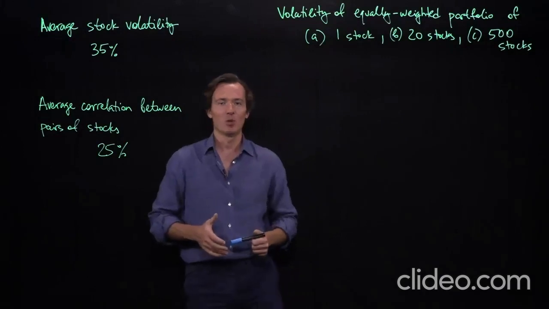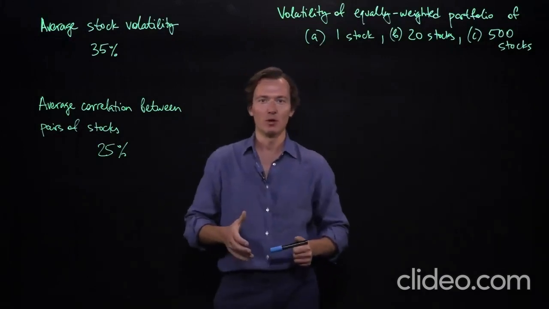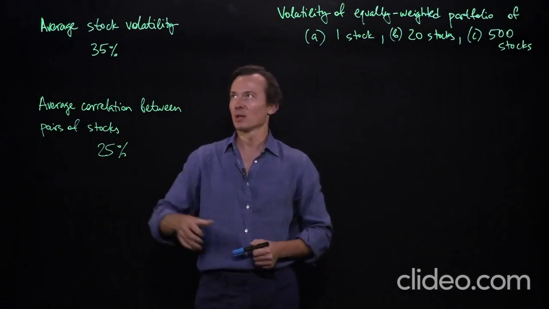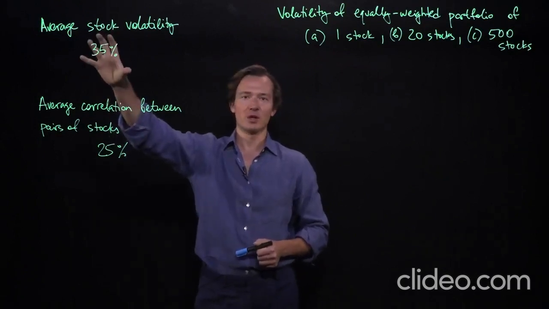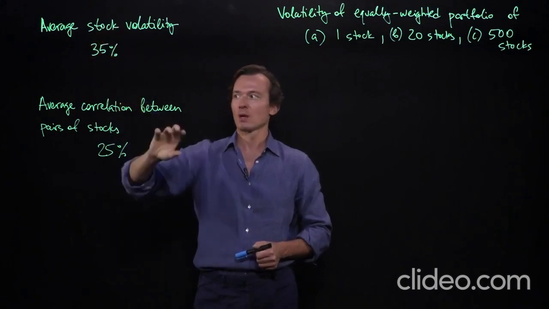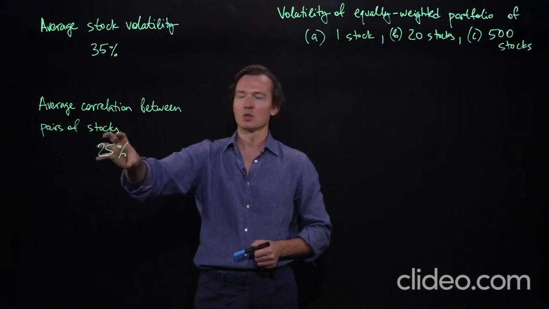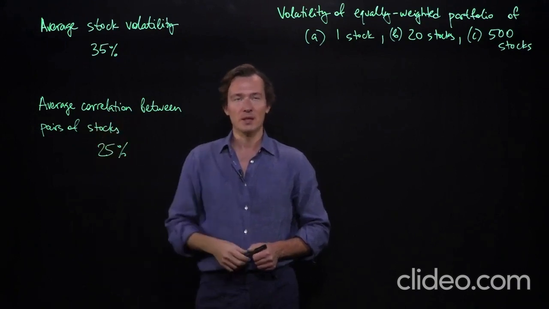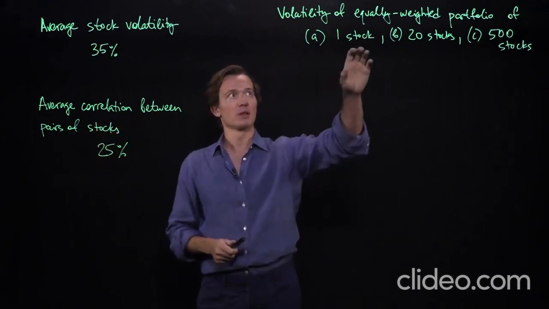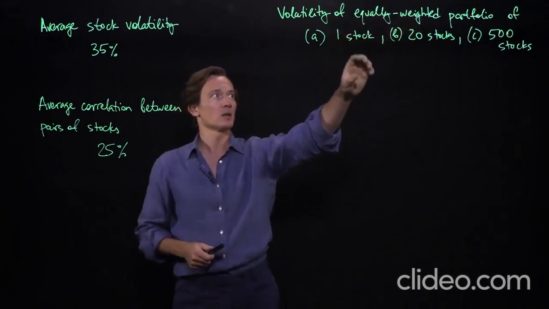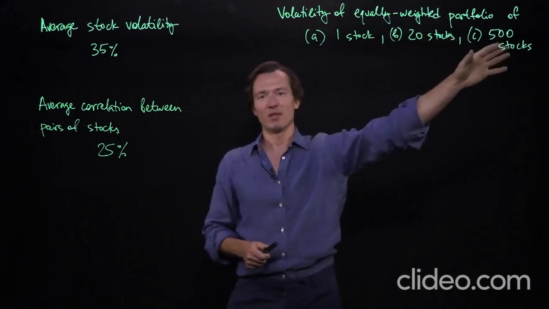In this question, we will look at diversification benefits of holding a portfolio with many stocks. Let's assume that the average stock has a volatility of 35%. So that's the standard deviation. Let's also assume that the average correlation between pairs of stocks is 25%. And let's compute the following. Let's compute the volatility of an equally weighted portfolio that has just 1 stock, 20 stocks, and 500 stocks.